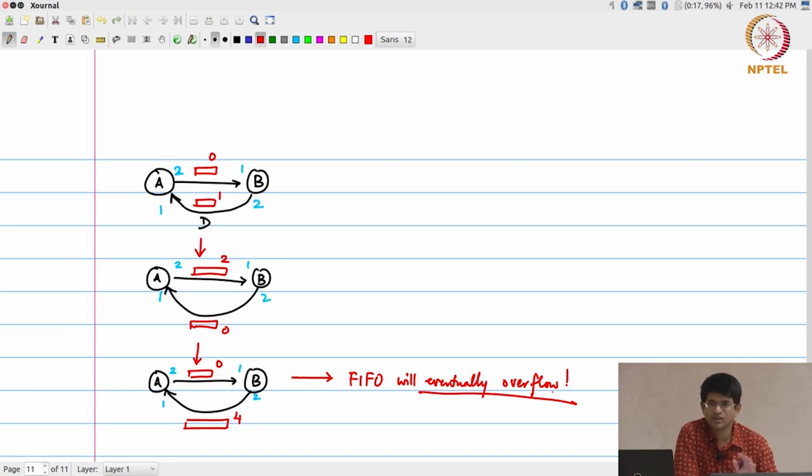In other words, all that this is saying is that this is one possible KPN, a Kahn process network, but it is invalid for the reason that it can essentially result in unbounded growth in the FIFO sizes.